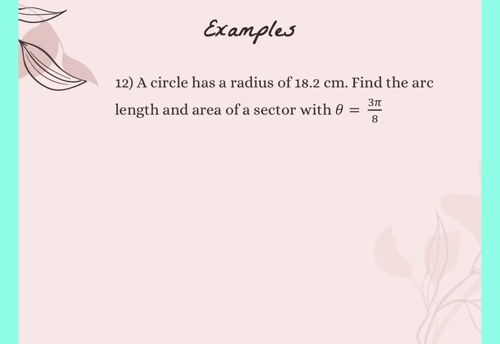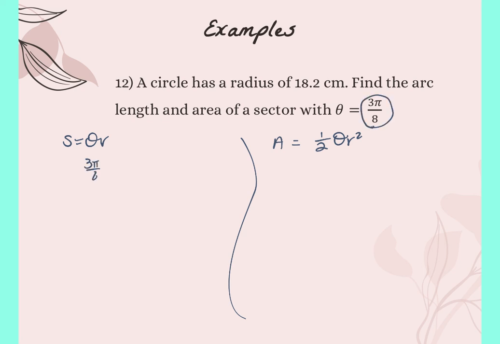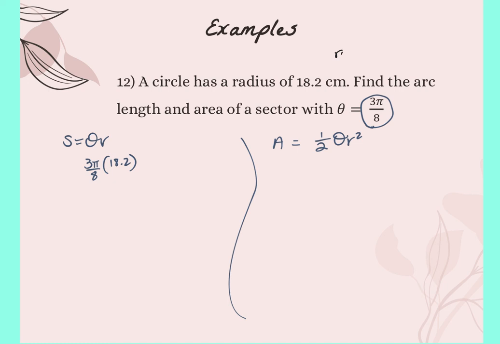So this says a circle has a radius of 18.2 centimeters. Find the arc length and the area of the sector with theta being 3 pi over 8. So my arc length is that SOR, and the area of the sector is 1/2 theta times r squared. So for the arc length, I need theta, and this is already in radians. So I just plug that in, 3 pi over 8, and I multiply it times 18.2. On homework, it says round to 2 decimal places.